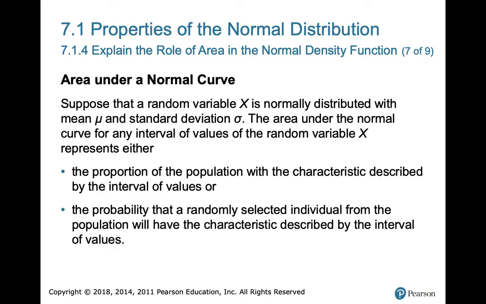So as we think about the area underneath the normal curve, suppose that a random variable x is normally distributed with a mean of mu and a standard deviation of sigma. The area under the normal curve for any interval of values represents either, now really it represents both. It's just different ways of wording the same thing. It's not an either-or, it's a both. We could just word it either way. It represents the proportion of the population with that characteristic, and it also represents the probability that a randomly selected individual from the population will have that characteristic.